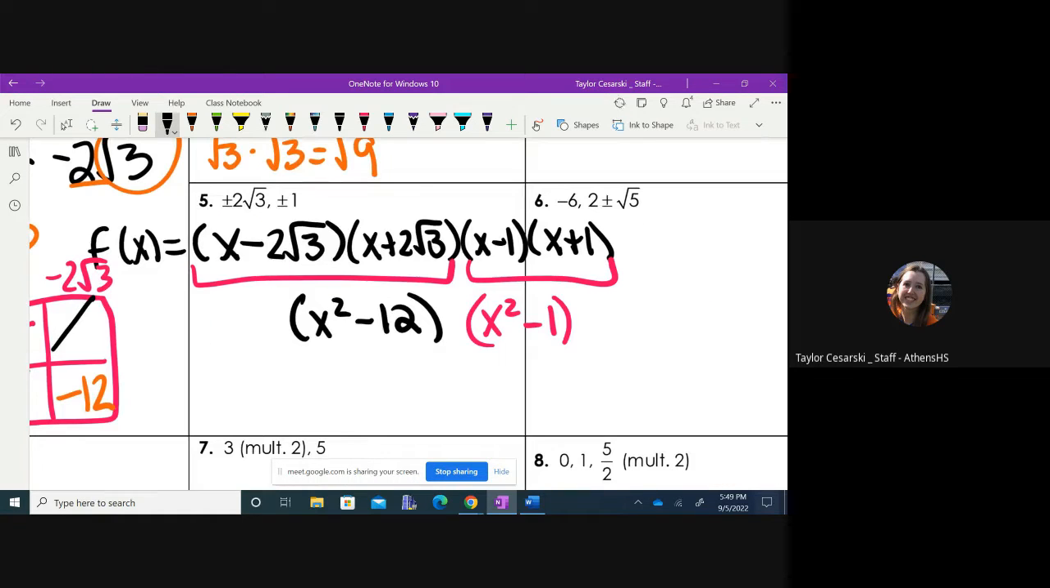Then you're still not done. You need to multiply those two things together, okay? So that will turn out, you can use a box, you can use FOIL, that will turn out to be x to the 4th minus 12x squared minus 1x squared gives me negative 13x squared plus 12 because negative 12 times negative 1.